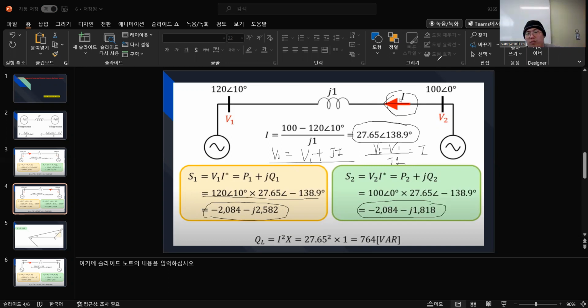But compared to the previous value, it's different, right? It's a minus, we get it, right? So how do we interpret this this time? Look at that. If we assume the current goes this way, then this part is the sending part, and this is the receiving part, right? So look at that.